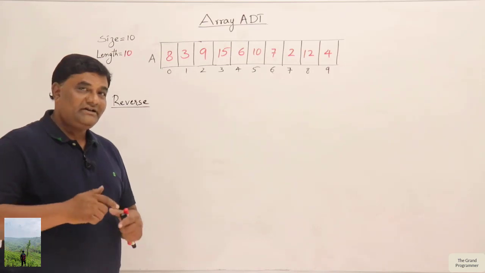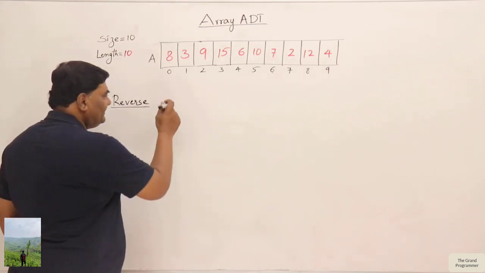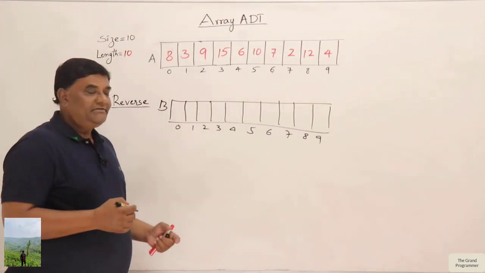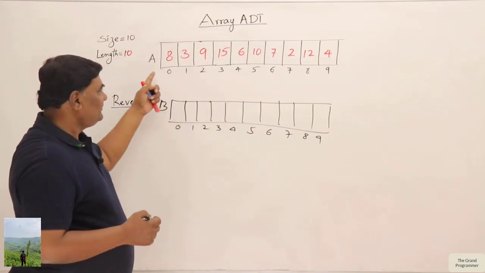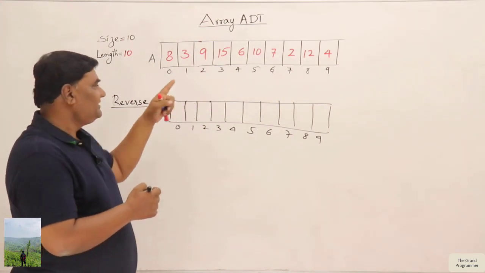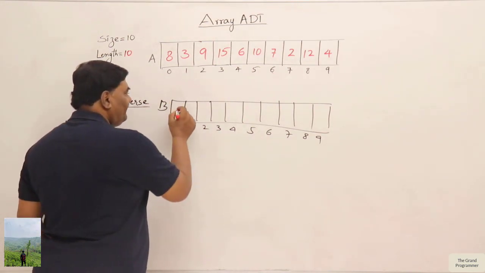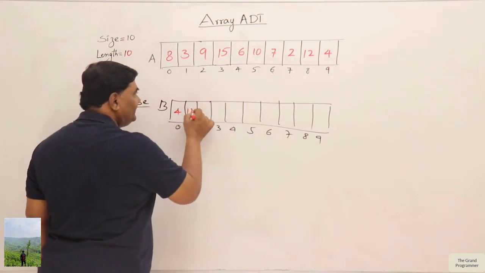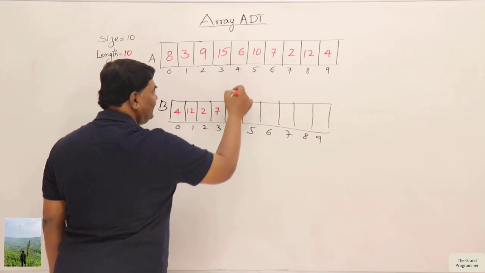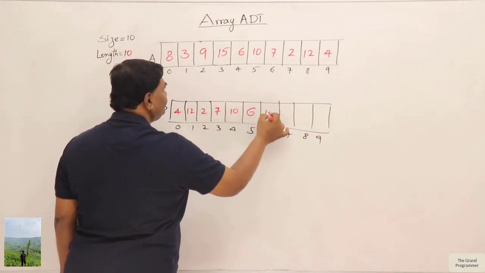In the first method, we will take an auxiliary array, the extra array. So we'll take one array, let us call it B. In this array, we will copy all those elements from the actual original array, and we will copy them in reverse. So from the last element we'll copy. The first element that we'll copy here will be 4. 4 is copied here, 12 is copied, then 2 is copied here, then 7 is copied, then 10. So in this way we will reverse copy all the elements.